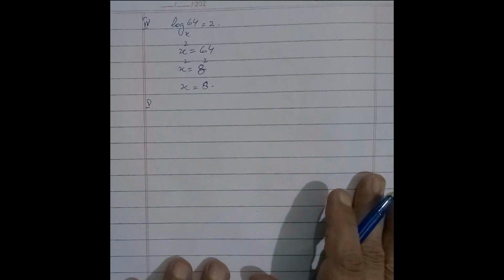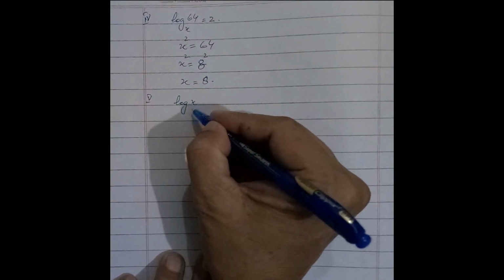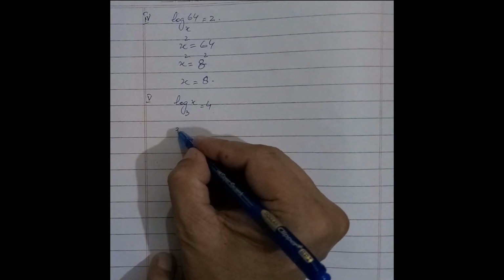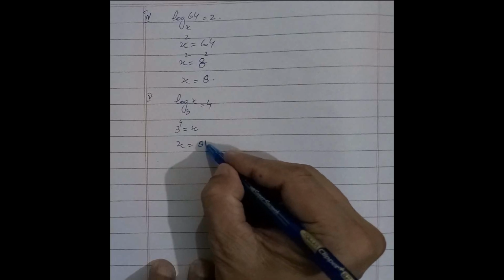And the next is log x base 3 is equal to 4. We write it as 3's power 4 is equal to x, or x is equal to 3's power 4, which is 81.